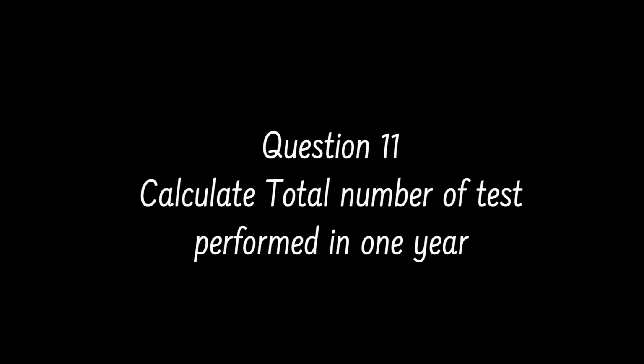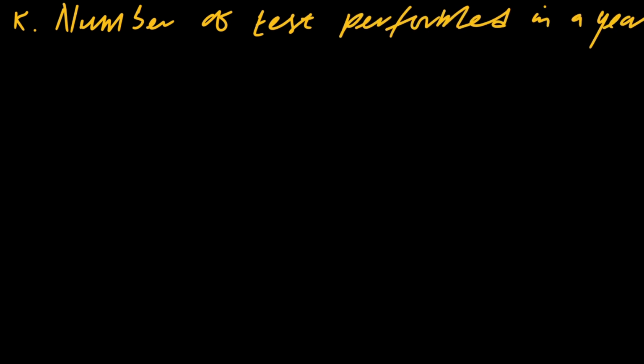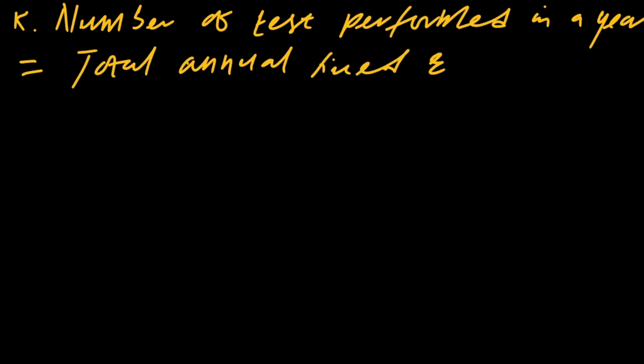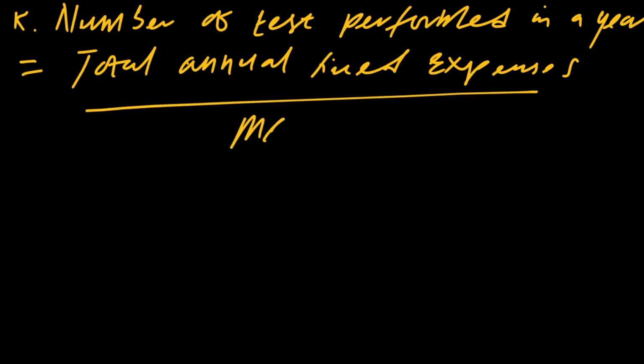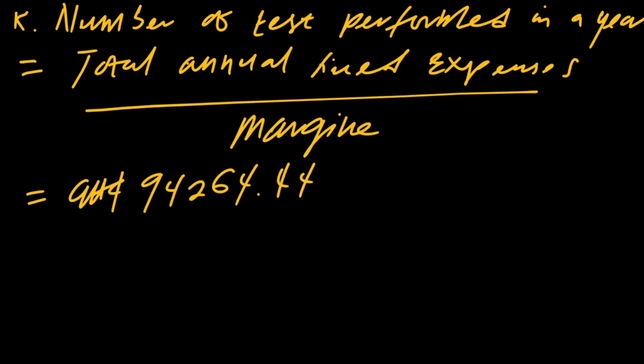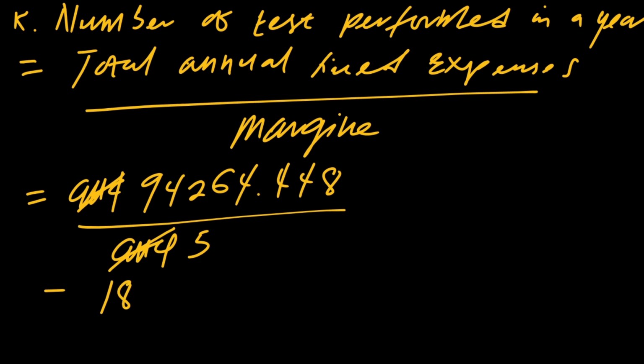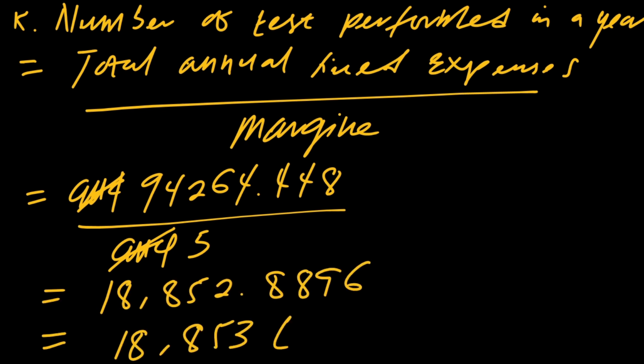Question 11. Calculate the total number of tests performed in 1 year. That is equal to the total annual fixed expenses divided by the variable margin. That is equal to 94,264.448 divided by 5.0, and the total number of tests is therefore equal to 18,853 tests.